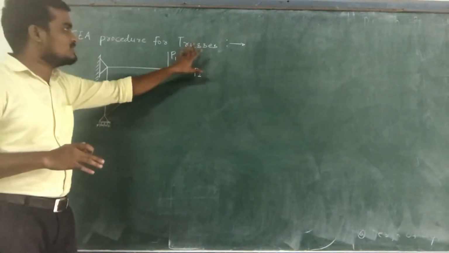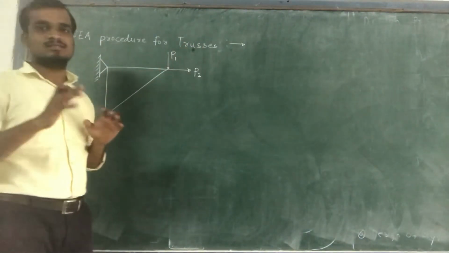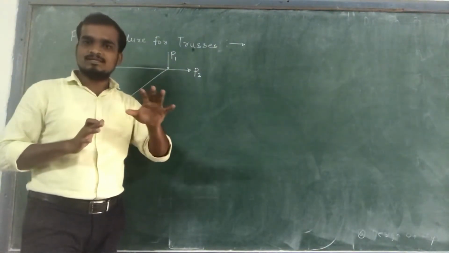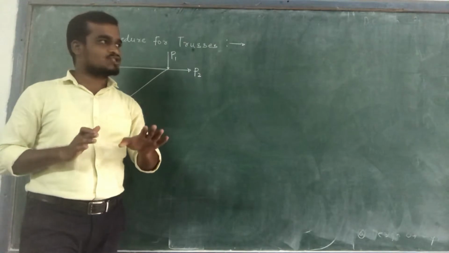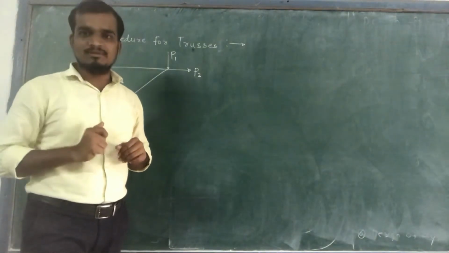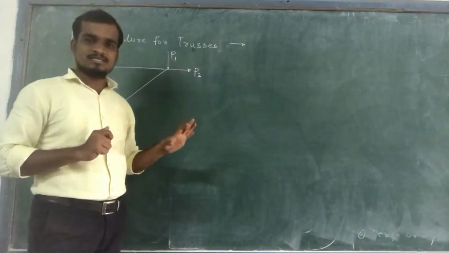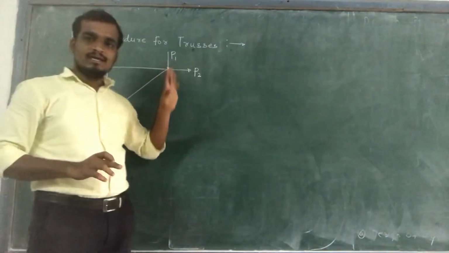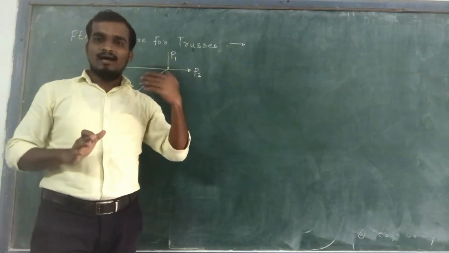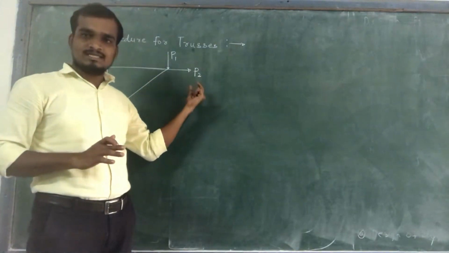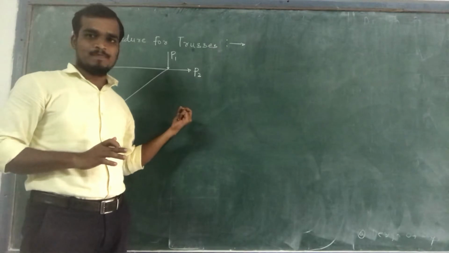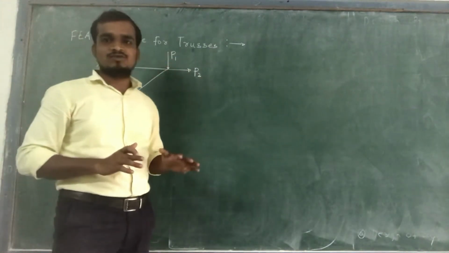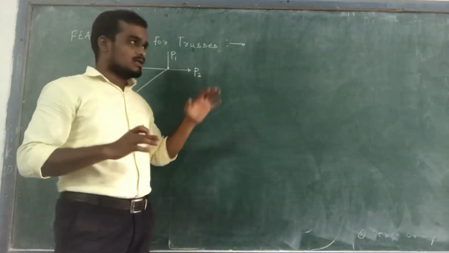So basically, what do we mean by truss? The truss is nothing but a structure which is composed of elastic members, a structure like this, on which the forces are acting. So a truss is a structure composed of elastic members on which the forces will be acting.